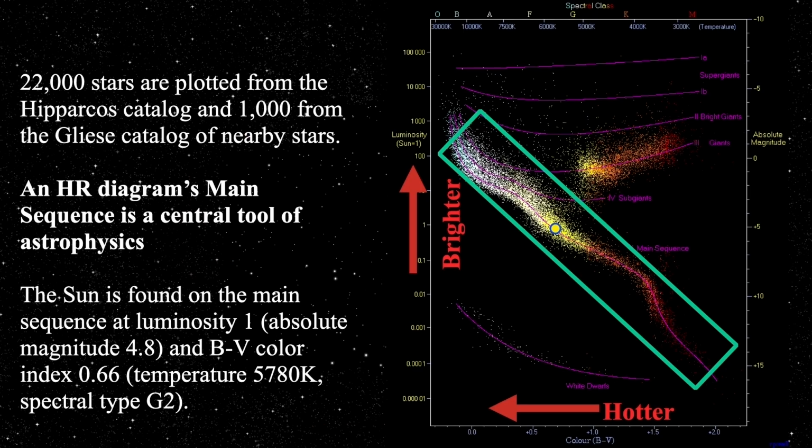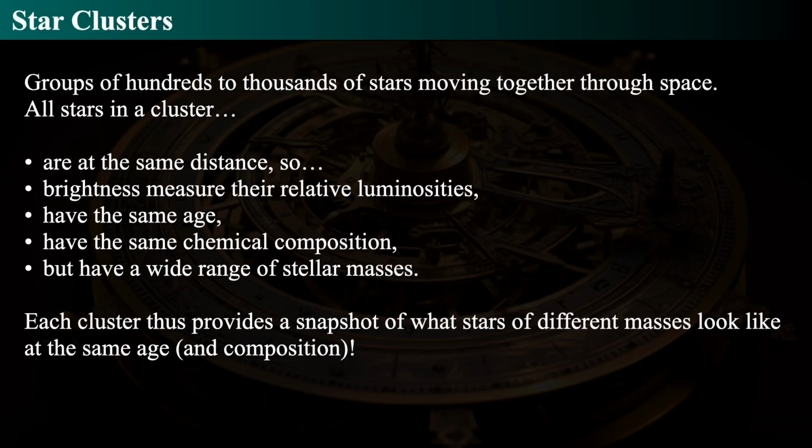Once again, the HR diagram is the central tool for all astrophysics, and this is again the Hipparcos view of nearby stars, about 22,000 stars. And we don't see a main sequence turnoff here because we're looking at a lot of stars. However, we do see a group of stars called giants and a group of stars called white dwarfs. And we're going to see where those giants and white dwarfs actually come from at this point. So star clusters, what are they? We're going to use star clusters to get us there.